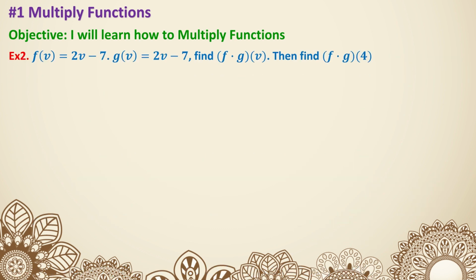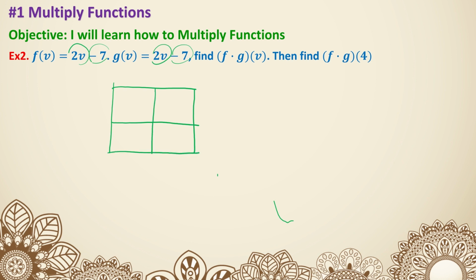Example 2. You can pause here and try this using the box method by yourself. Hopefully you have tried. Let's have a look. First function has 2 terms. Second function also has 2 terms. So let's draw a 2 by 2 box. 2v minus 7 and 2v minus 7.